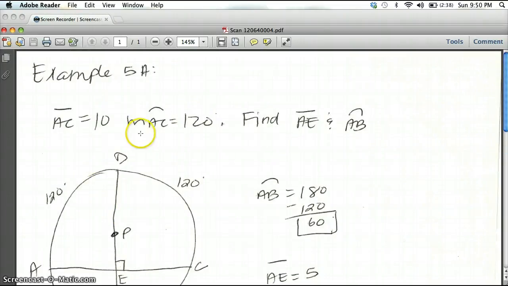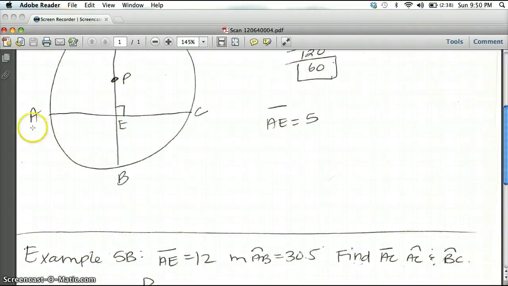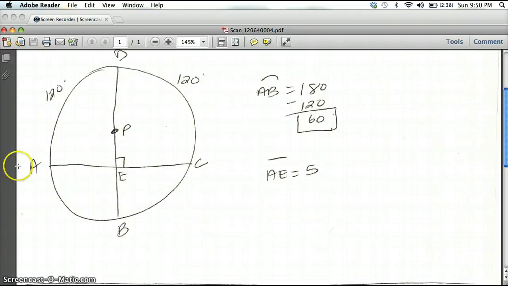And then last, it says the measure of arc AC is equal to 120 degrees. So here we go. Arc AC is 120 degrees. So it says find arc AB. So if the entire arc is 120, we're going to go ahead and divide that by half, and we get 60 degrees.